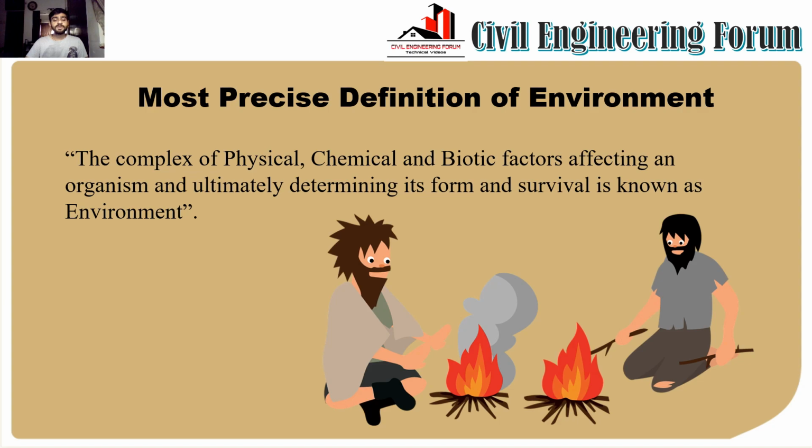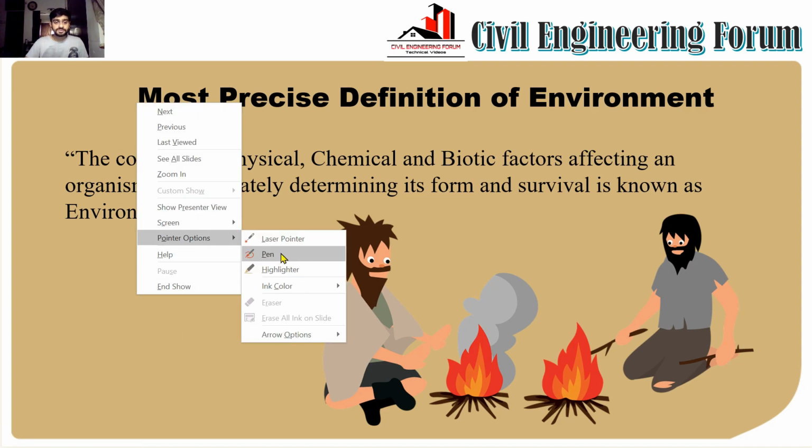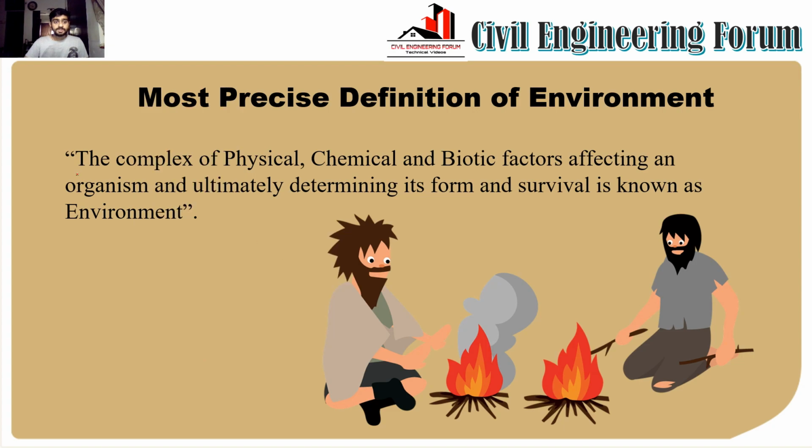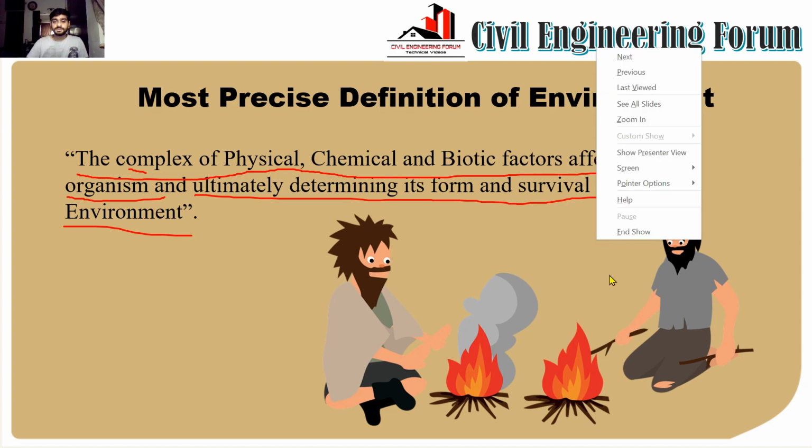So we need to remember this definition. Let me read this again by using a pointer. The complex of, that is the mixture of physical, chemical and biotic factors affecting an organism and ultimately determining its form and survival is known as environment. So this is the definition which we need to remember and use when required.